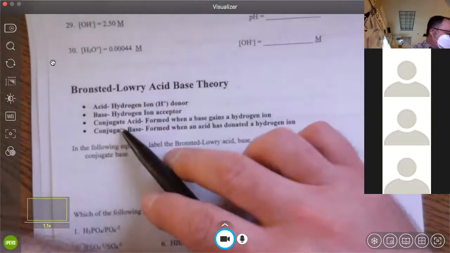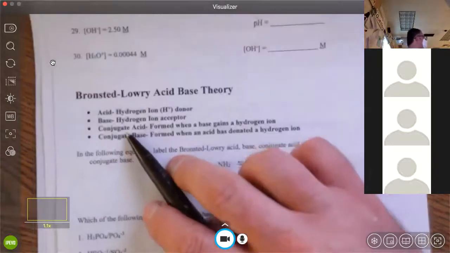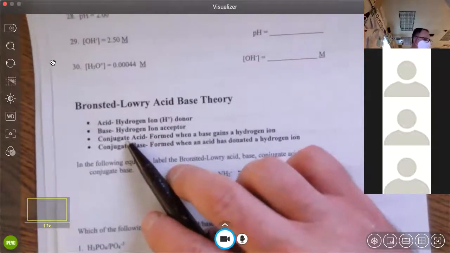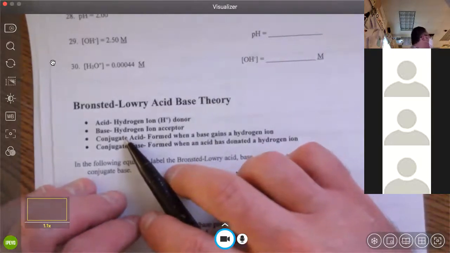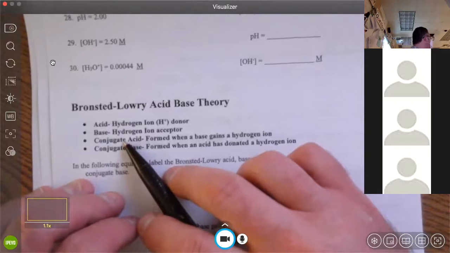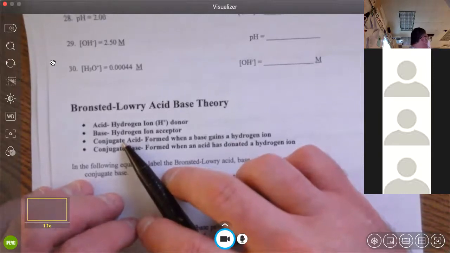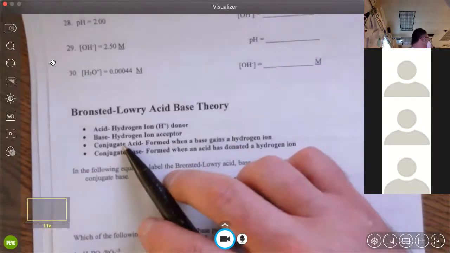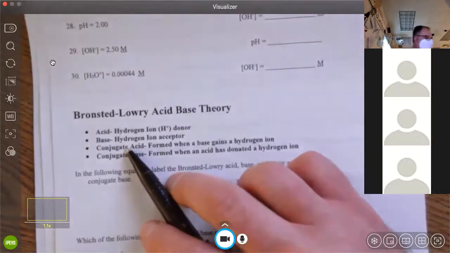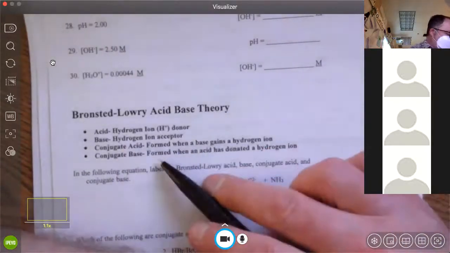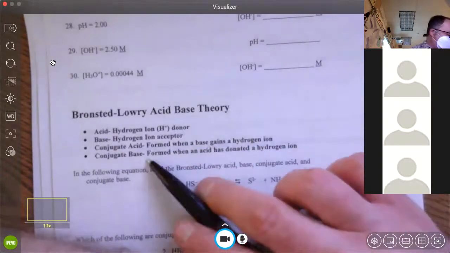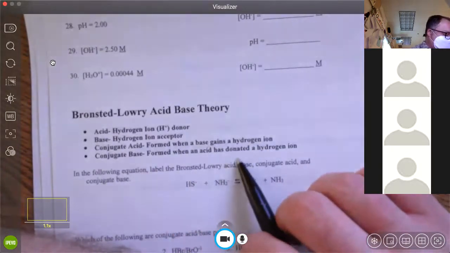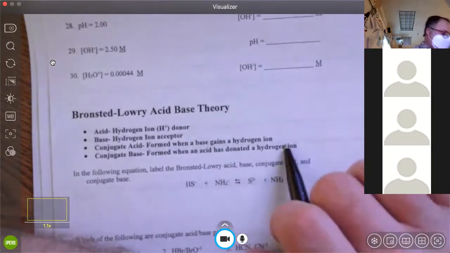A conjugate is something that complements or forms after, like the conjugation of a verb. Where does it go? At the end, right? So it's after. A conjugate acid is formed when a base gains a hydrogen ion. A conjugate base is formed when an acid has donated a hydrogen ion.